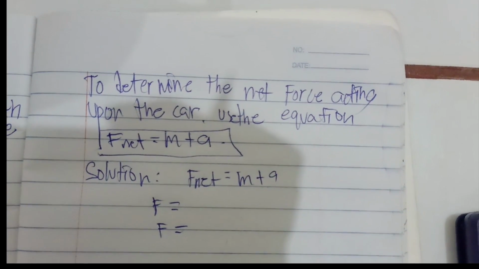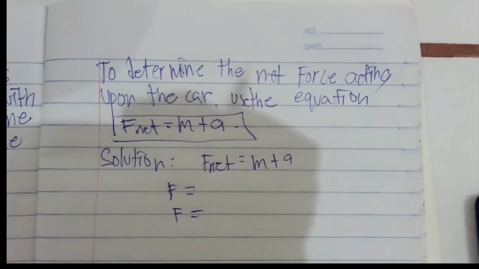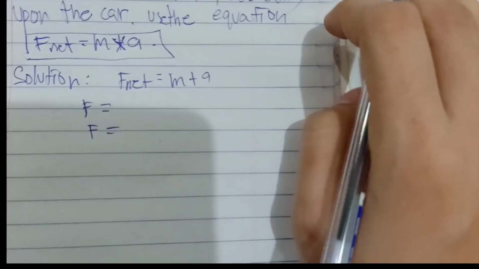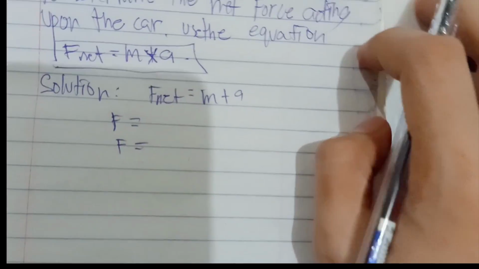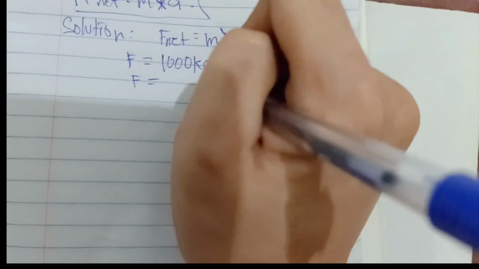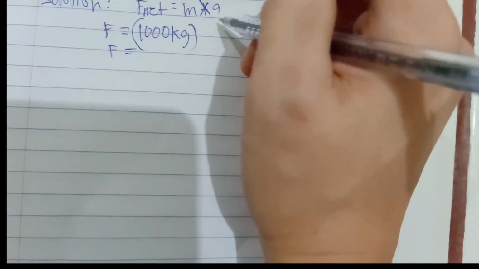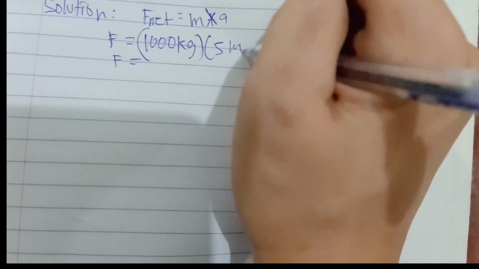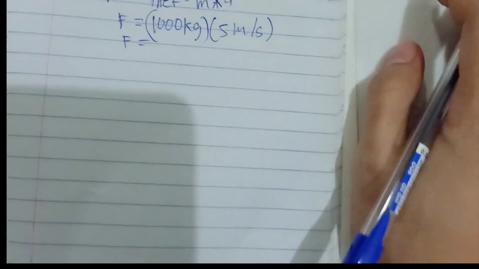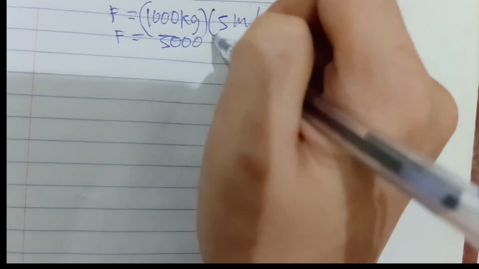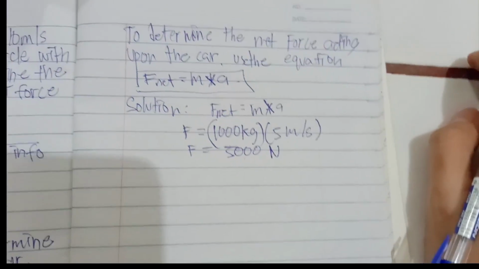To determine the net force acting upon the car, use the equation F net equals m times a. So the solution is F net equals m times a. Substitute the values. The value of m is 1000 kilograms times the acceleration, which is 5 meters per second squared. So the value of F is equal to 5000 N. And that would be all.